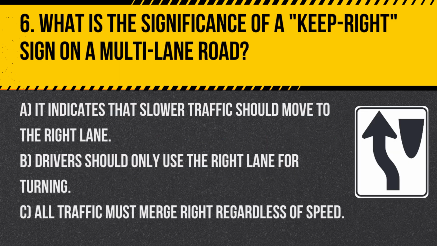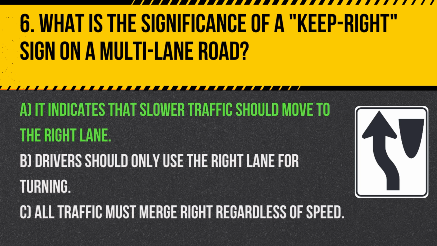Question 6. What is the significance of a keep right sign on a multi-lane road? A. It indicates that slower traffic should move to the right lane. B. Drivers should only use the right lane for turning. C. All traffic must merge right regardless of speed.